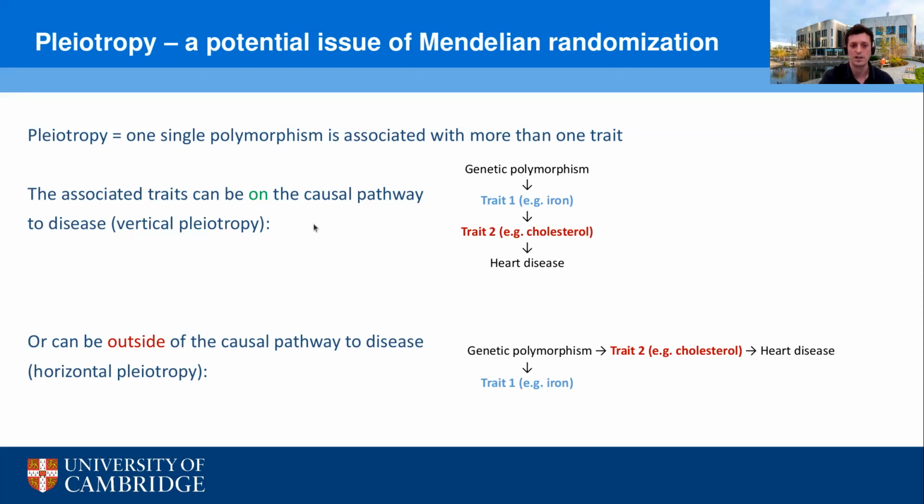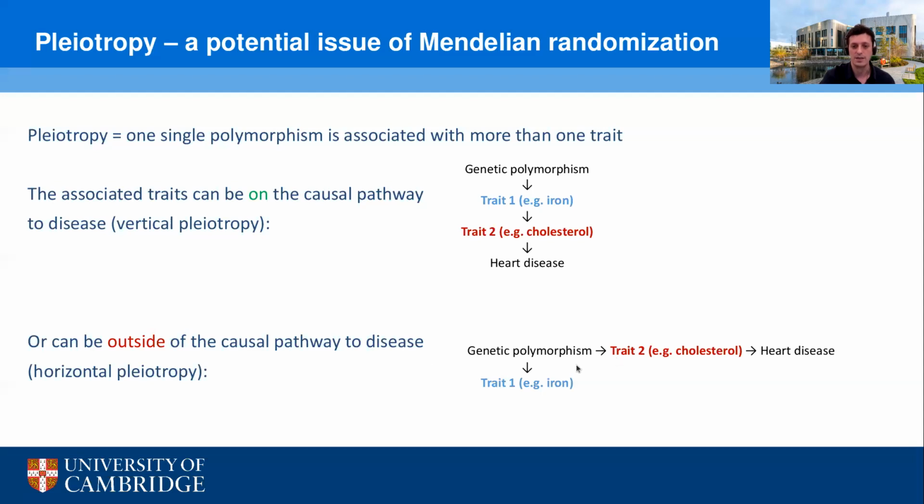It is called vertical pleiotropy because it goes vertically from the genetic polymorphism to the first trait, maybe iron, to the second trait, say cholesterol, and finally to the disease, like heart disease. However, pleiotropy can also be horizontal, because the two traits associated with the polymorphism can be on different pathways.